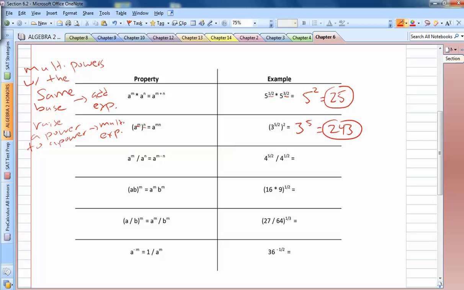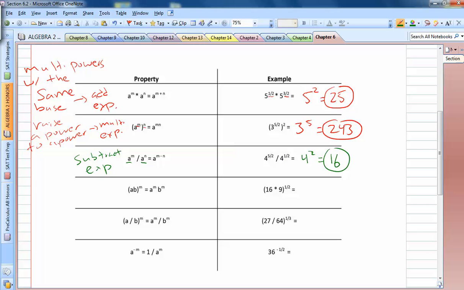Hopefully the other ones are pretty easy to figure out. In this case, you're going to want to subtract the exponents. That's when we're dividing powers with the same base. So in this case, 5/2 minus half will be 2, and of course, I get 16.